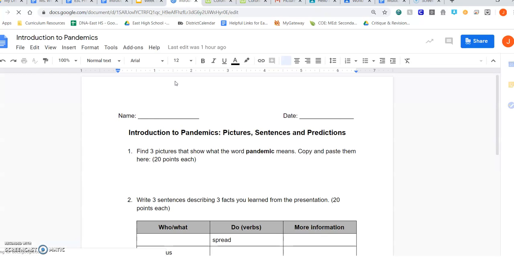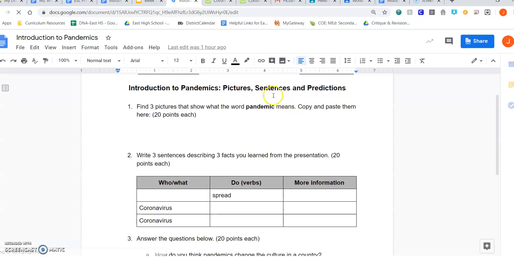Okay, so Introduction to Pandemics: pictures, sentences, and predictions. Your first set of instructions: find 3 pictures that show what the word pandemic means. Copy and paste them here.